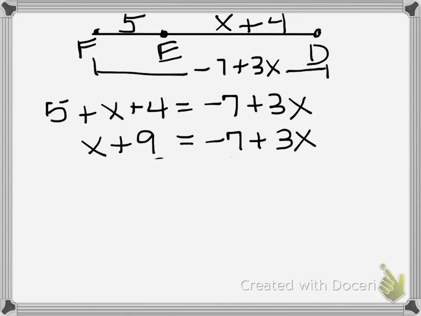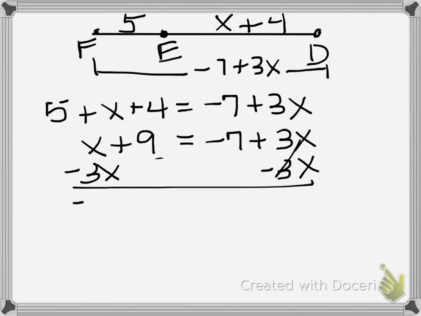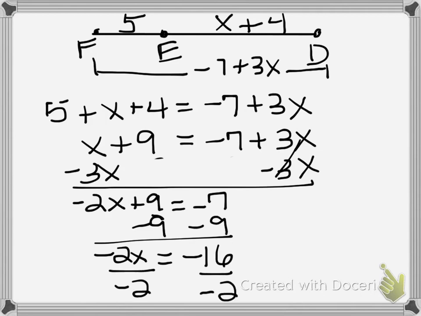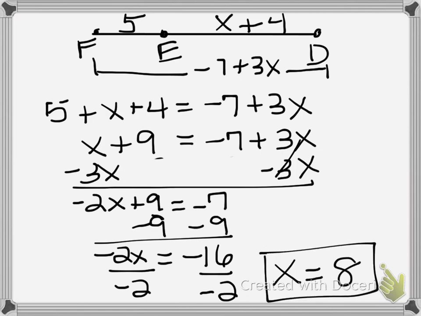I usually like to start with my variables, so I'm going to go back and do that. So subtract 3x from both sides. You get negative 2x plus 9 equals negative 7. Subtract 9 from both sides. We end up with a negative 2x equals a negative 16. Divide by negative 2, and we get x equals a positive 8. And that is our answer.